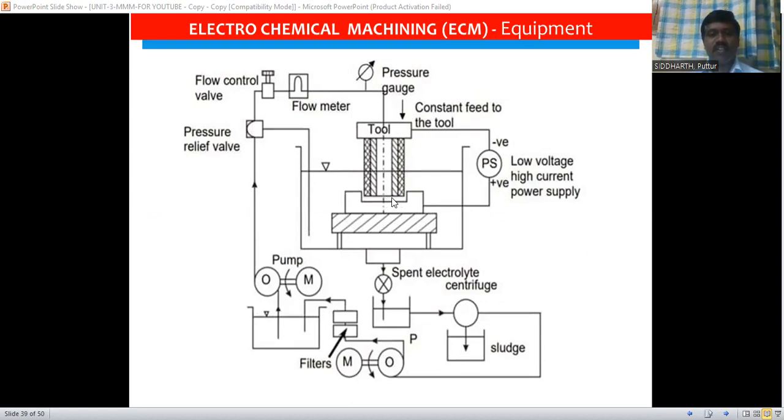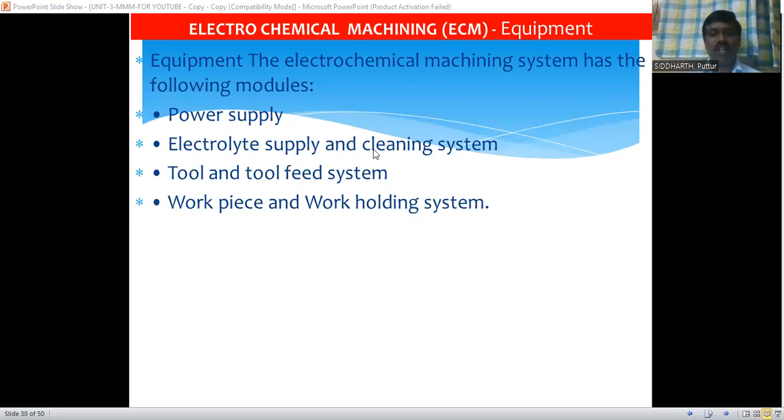Here, the chemical electrolyte comes into the picture, and because of the chemical reaction, machining takes place and material is removed. Because of the reactions we discussed in the last video, sludges and precipitates are formed. Those are collected here, and we filter those sludges properly and collect them in this container. The filtered electrolyte is passed again to the container and recirculated like this. That is the electrolyte supply and cleaning system.